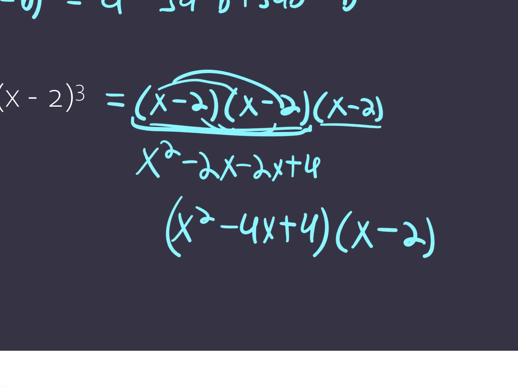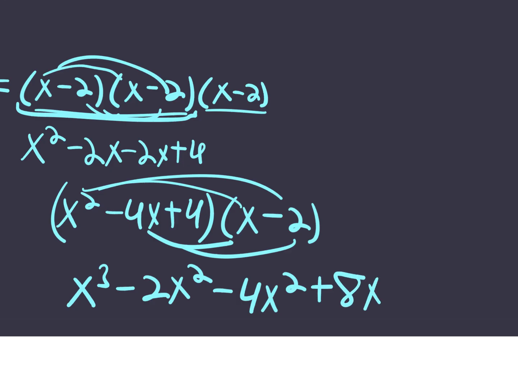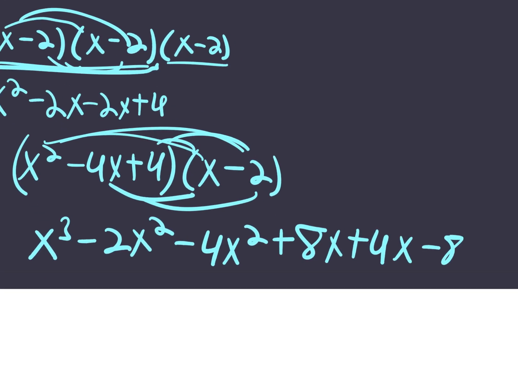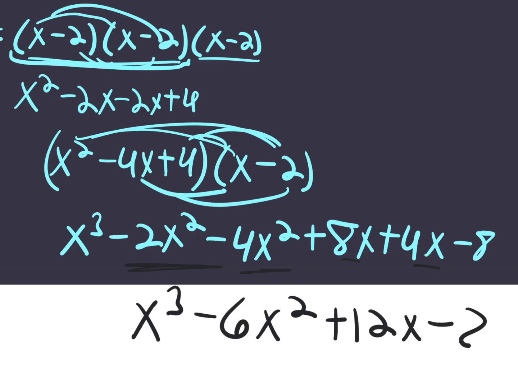And then you can multiply this exactly as we did before, so you can distribute that x squared. So it's going to be x to the third minus 2x squared. You can distribute that negative 4x. That's going to be negative 4x squared plus 8x. And then you can distribute that 4. That's going to get you plus 4x minus 8. And then when you combine your like terms, you should get x to the third minus 6x squared plus 12x minus 8.